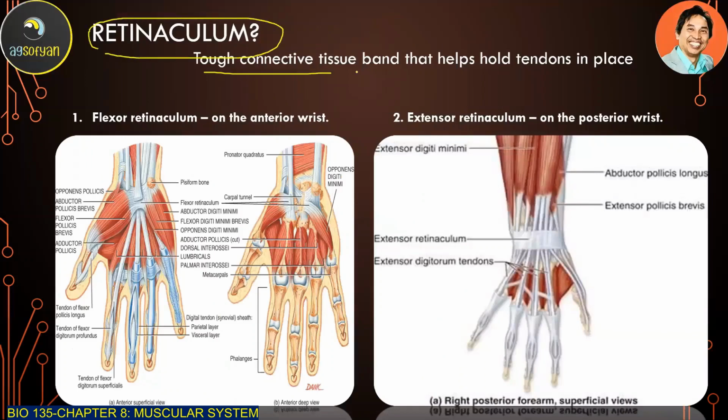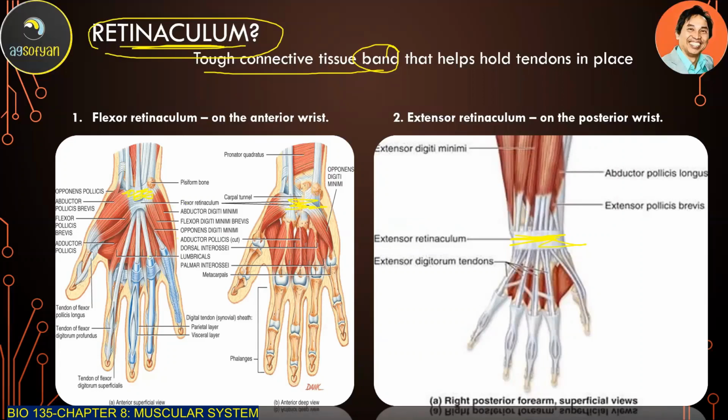This is a tough connective tissue band, like a band like this. Bands like this connect the tendons from many directions of our muscles in our fingers, palms, and lower arm area. There is a band of this connective tissue, and this band is called the retinaculum. There are two areas, two retinacula.